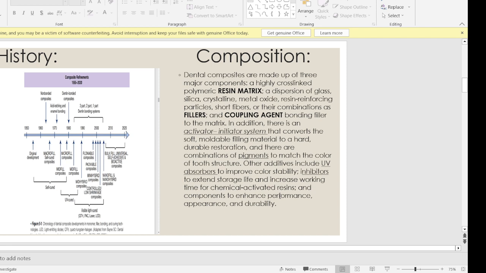In addition, there is an activator and initiator system that converts the soft moldable filling material to the hard durable restoration. There is a combination of pigments to match the color to the tooth structure. And then we have additives, which include a UV absorber to improve color stability, and an inhibitor to extend the storage life and increase the working time for the chemically activated resins.